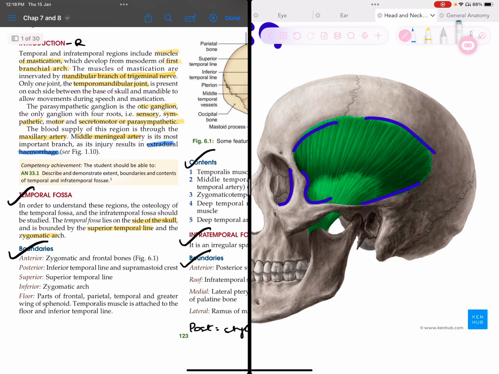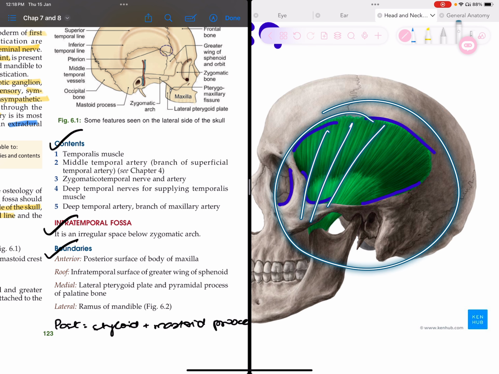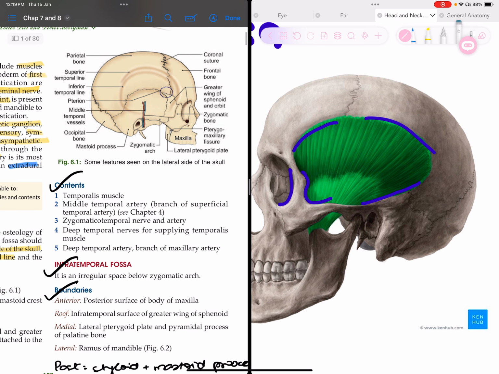Now moving forward, what are the contents of this temporal fossa? We already know one, which is temporalis muscle. Other than that, you'll have the middle temporal vessel. In this diagram also you can see middle temporal artery is here.